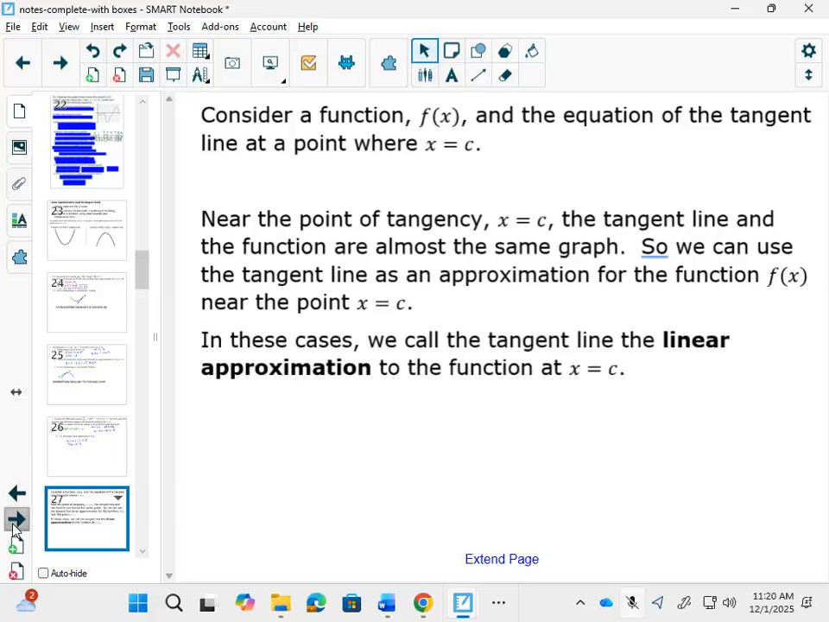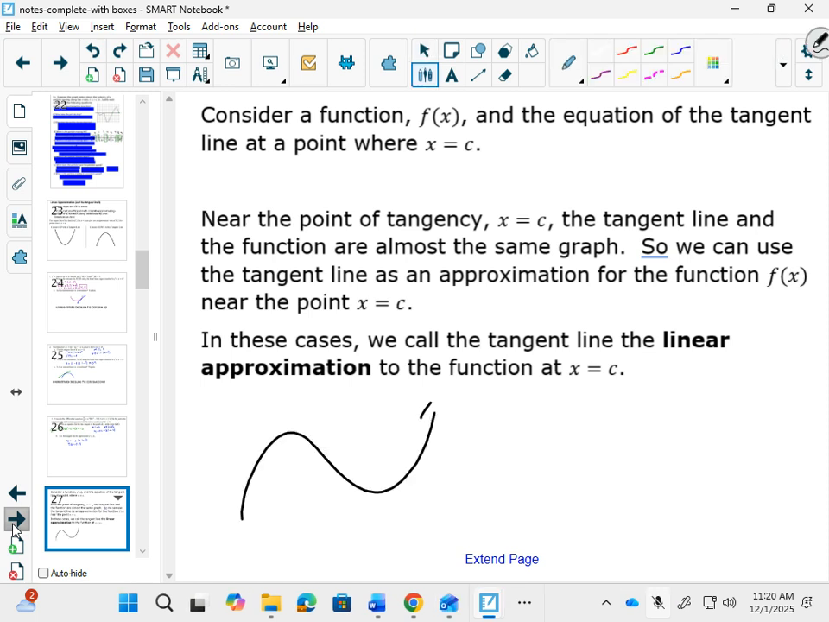So let's do some notes with this. The idea of this linear approximation is that if I have some curve and I know a point on that curve and I draw my tangent line, anything close to that point, my tangent line would be a pretty good estimate.